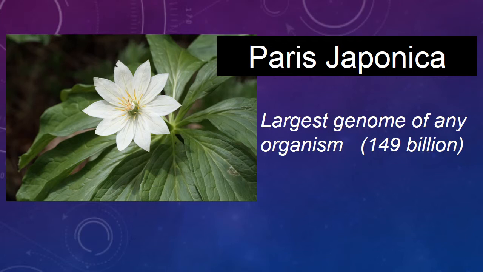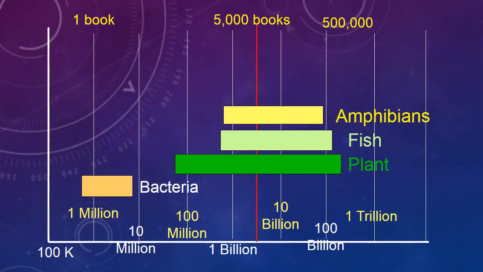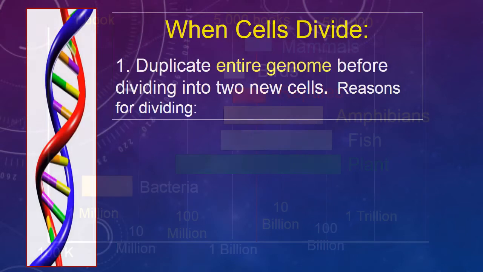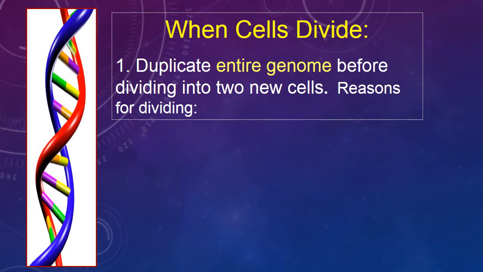changes. Next, we have amphibians, reptiles, birds, and finally mammals. So you can see that there is a minimum amount in each category, but the size does not necessarily represent the complexity. A lot of these are hovering around 5,000 books, and if you get up to the far end of the plant, we're talking about 500,000 books. So when the cell divides, it's got to duplicate its entire library before dividing into 2 new cells.